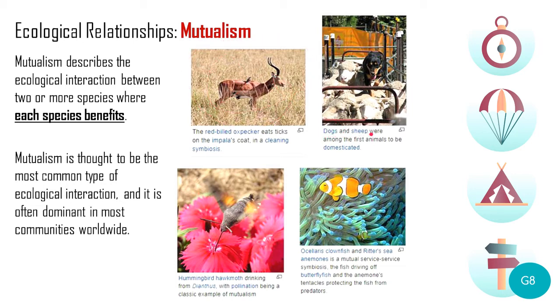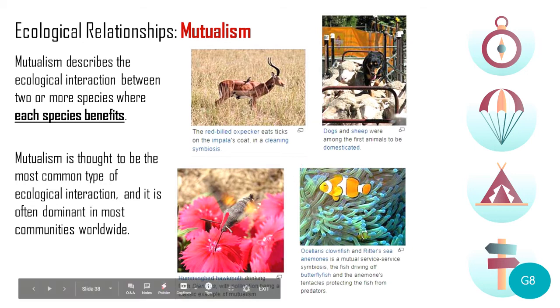Then dogs and sheep are among the first animals to be domesticated. So both dogs and sheep have a mutualistic relationship with humans. We take care of dogs as pets, and in turn, we get protection from other harmful creatures. They protect us. While sheep get food and shelter from humans who take care of them. In return, they provide their wool for humans to harvest.